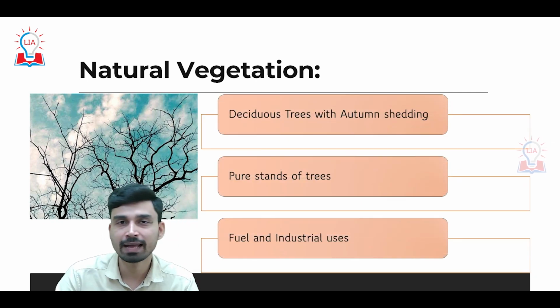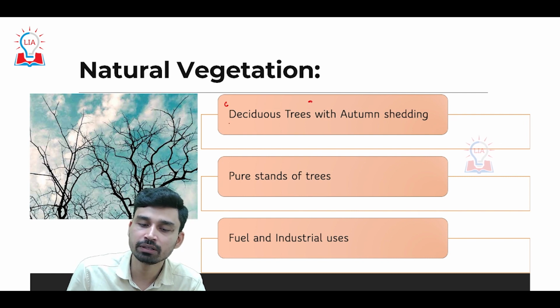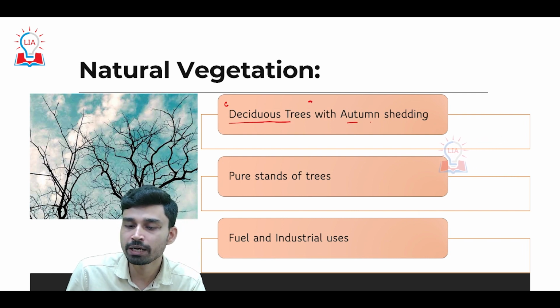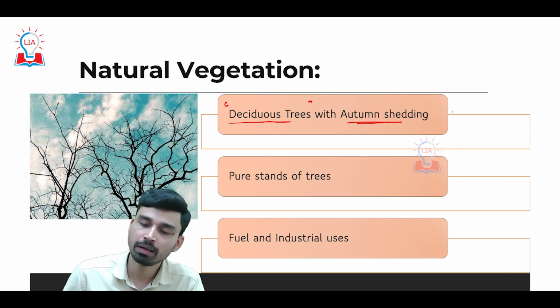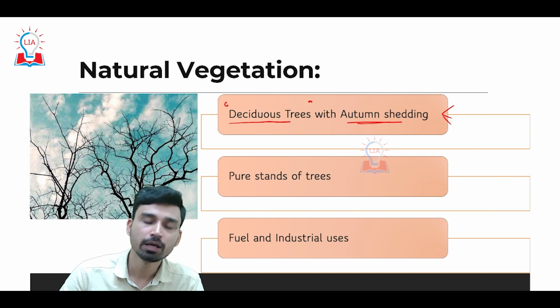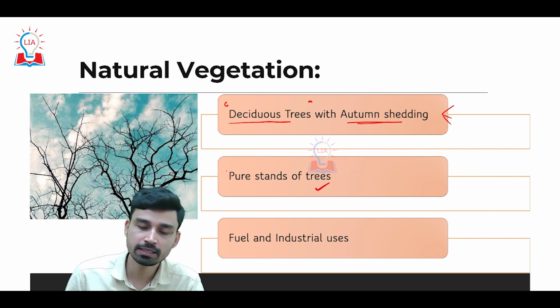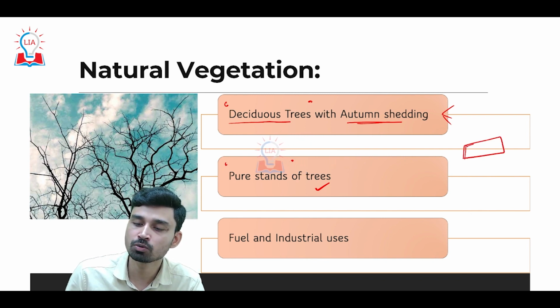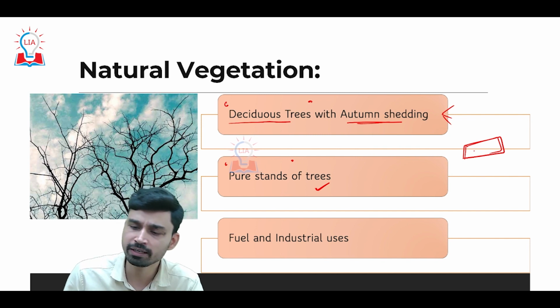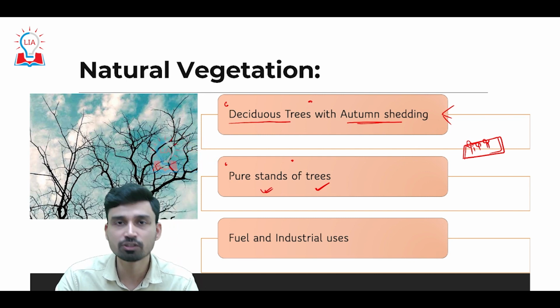Now, if you talk about the natural vegetation of British climate, we can see that this area is largely populated with deciduous trees that shed their leaves during the autumn season, mainly to conserve their moisture, conserve their water in the coming winter season. The most important point about the natural vegetation in this climatic zone is that trees are found in pure stand. Pure stand means over thousands of square kilometers, or thousands of hectares, you have a single species of trees lying everywhere. This is called a pure stand of trees, where the diversity is not very high.